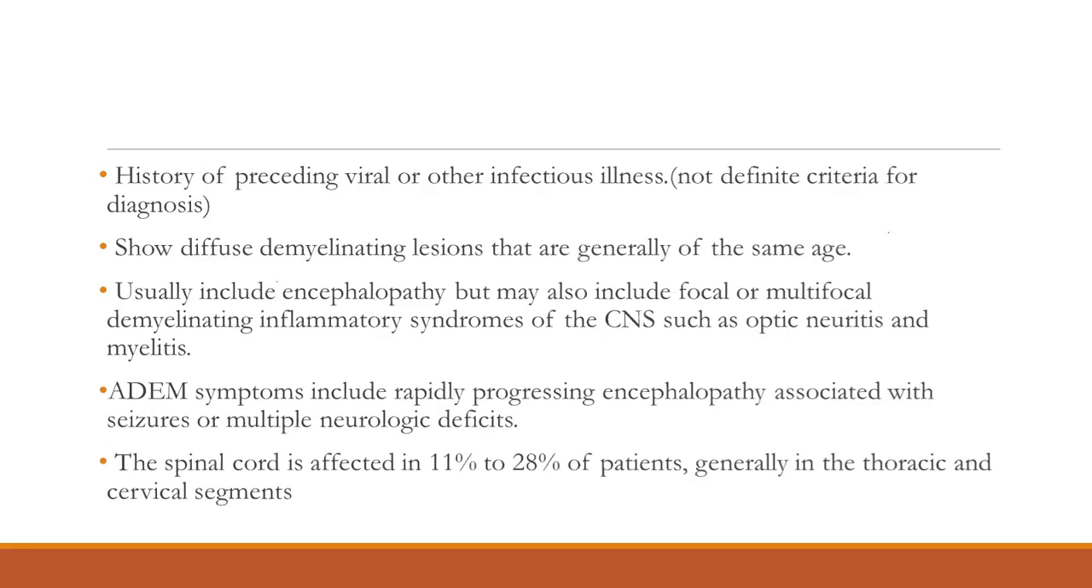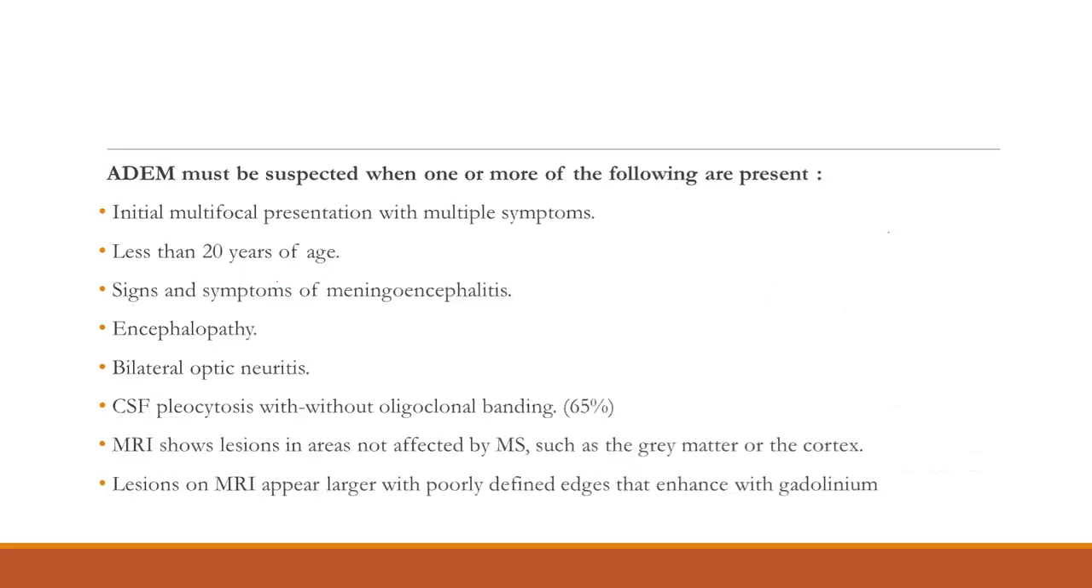So a history of preceding viral or infectious illnesses is present. So diffuse demyelinating lesions that are usually of the same age. Unlike MS, the lesions are of the same age, present monophasically but in multiple areas, so multifocal. So ADEM symptoms include rapidly progressive encephalopathy along with seizures and multiple neurological deficits. Spinal cord is affected in about 11 to 28% of the patients, generally in the thoracic and cervical segments.